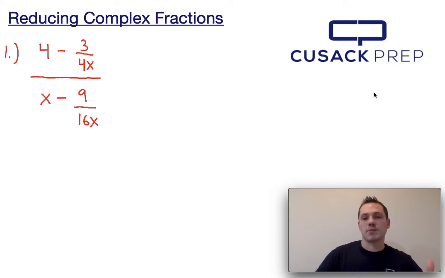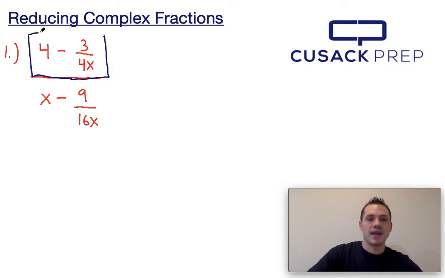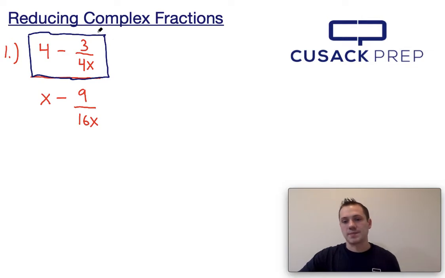So when you're presented with a problem like this, the key thing is you have to find a least common denominator within the numerator, and then also a least common denominator within the denominator. That sounds kind of confusing, so let's focus on what I mean. I want to start by focusing on this whole section up top, and I want to turn it into a single fraction.